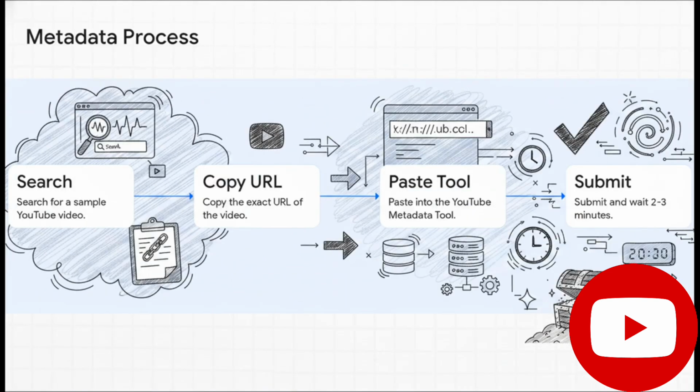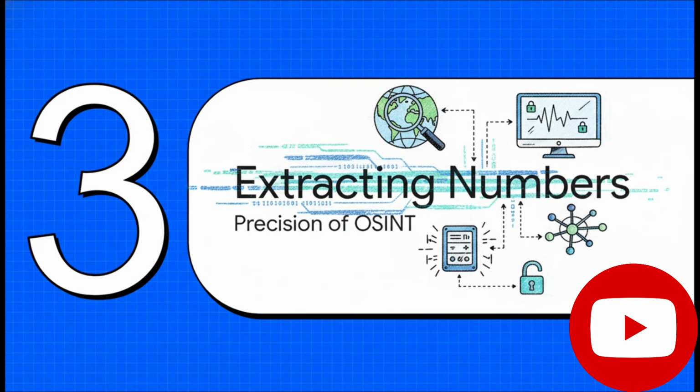So how do we actually tap into that goldmine? Unlocking this info takes like less than 3 minutes. You literally just grab the exact URL of your target, say a HackerOne clip, drop it right into a YouTube metadata tool, hit submit, and let the parser do all the heavy lifting. It's a super simple detective maneuver that totally bypasses the platform's clean, polished interface to give us the raw data underneath. Which brings us to Section 3, extracting the hidden numbers and the precision of OSINT.